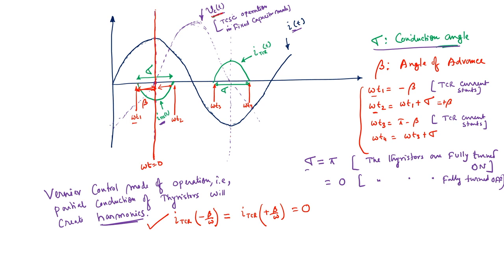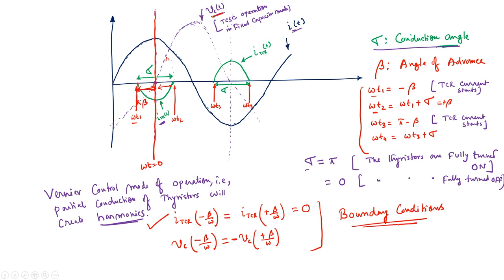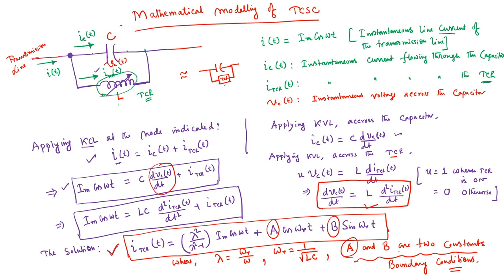Another is, if you look at VCT at omega t1, that means VCT at t equal to minus beta by omega is equal to VC at plus beta divided by omega. So, the voltage at this point and the voltage at this point would be equal but opposite in sign. So, these are the two boundary conditions. From these, we will proceed further and develop the expressions for the two arbitrary constants, A and B, in the next lecture.